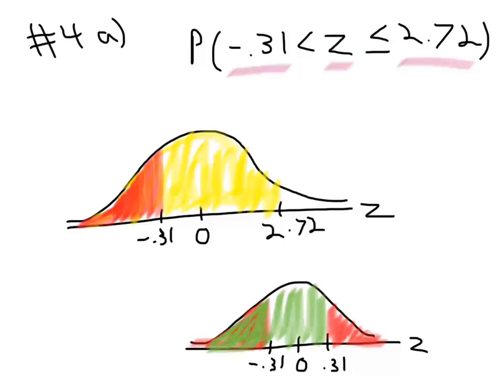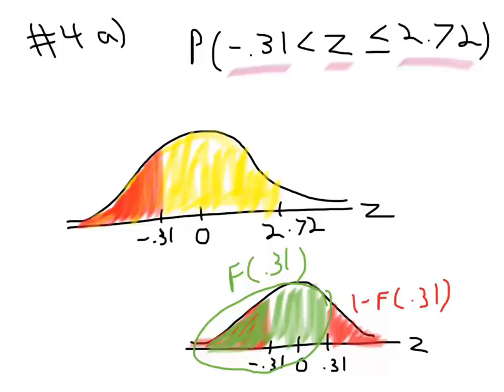And we know from the complement rule that the red area over on the right is equal to 1 minus the green area. So if we take 1 minus F of 0.31, we end up with the area to the right of positive 0.31, which then will be equal to the area to the left of negative 0.31.